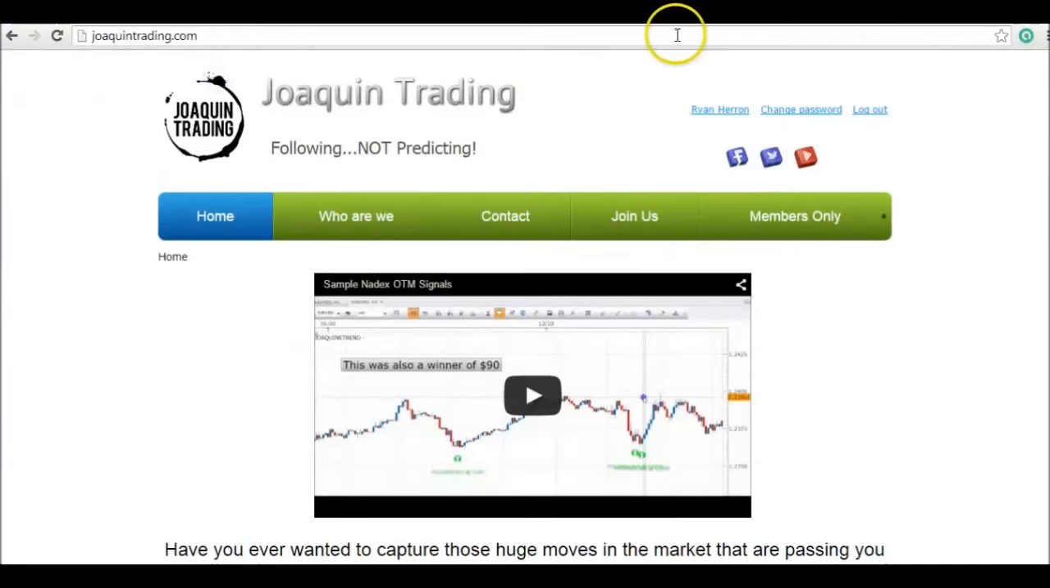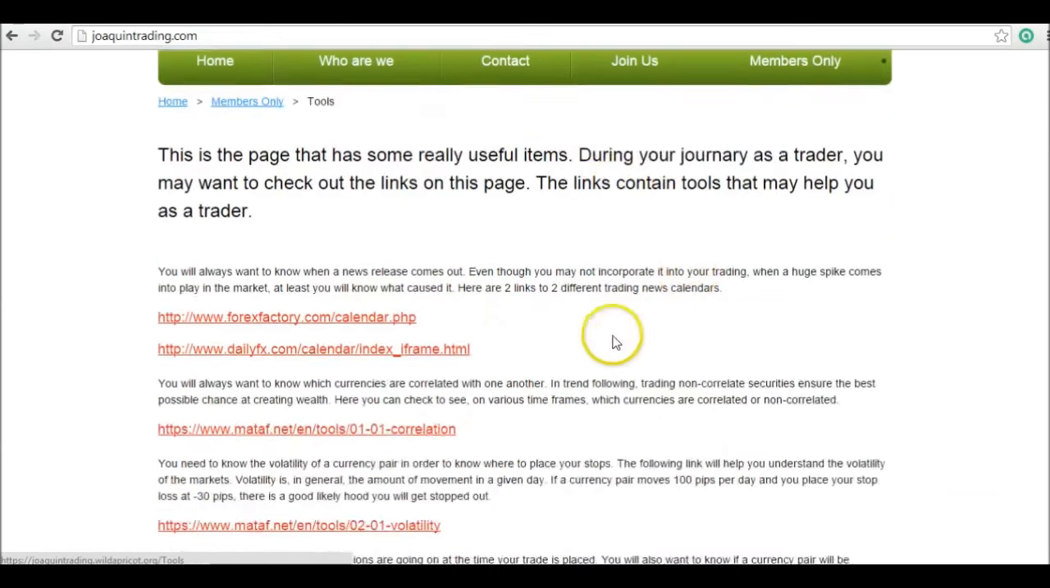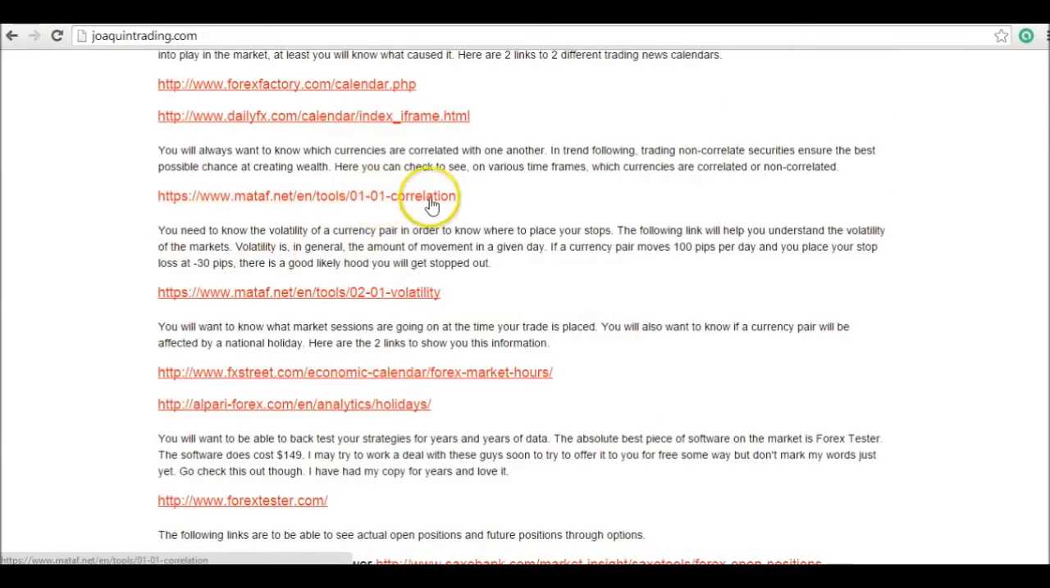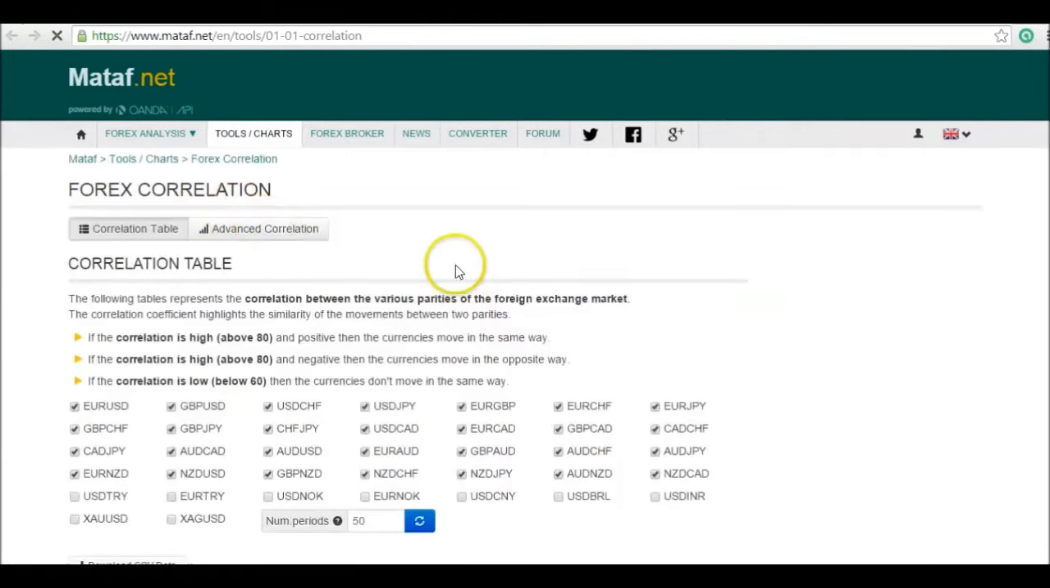This is how you can find some correlation. Go to joaquintrading.com. You can go to the members only section. Go down to tools. Go down to correlation right here. Click on it. Now this is run by Oanda. It's a forex broker. And you can pick and choose different currencies in here that you want to see the correlation from.